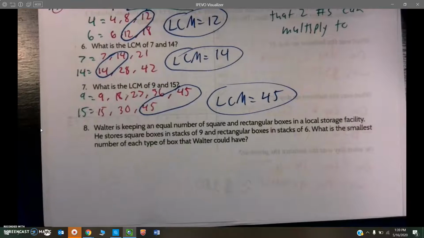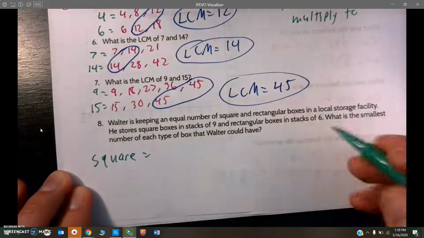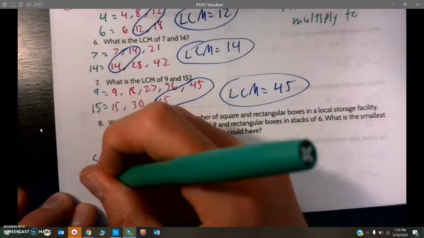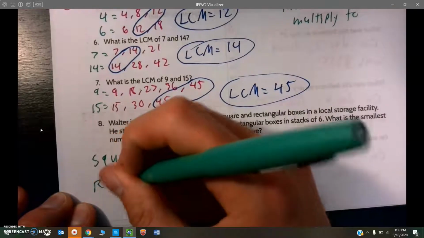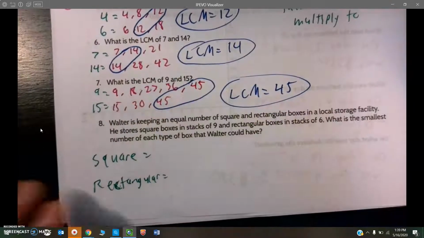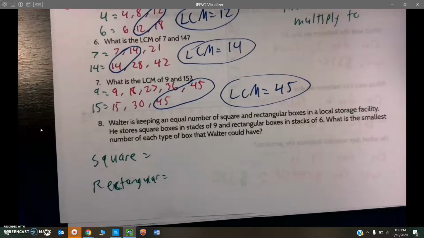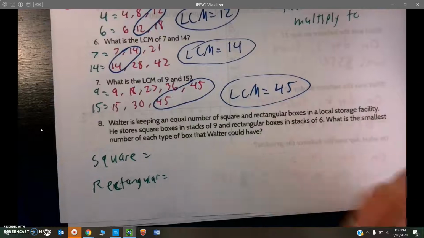Walter is keeping an equal number of square and rectangular boxes in a local storage facility. He stores square boxes in stacks of 9. So we've got the square boxes, and then he's got the rectangular boxes in stacks of 6. So what is the smallest number of each type of box that Walter can have?